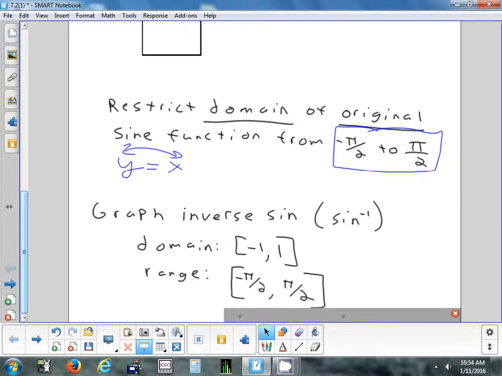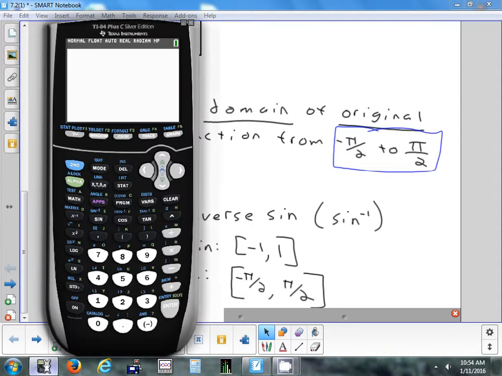All right, so let's sketch that on the calculator and see what it looks like. One thing we know is that it has a definite starting point and an ending point. It does not go on forever in either direction. If you're in radians, that's about negative 1.57 to 1.57. So let's go negative 2 to 2. That should be enough to see everything. And for my domain, let's also go negative 2 to 2, just so it's not right on the edge of the screen.